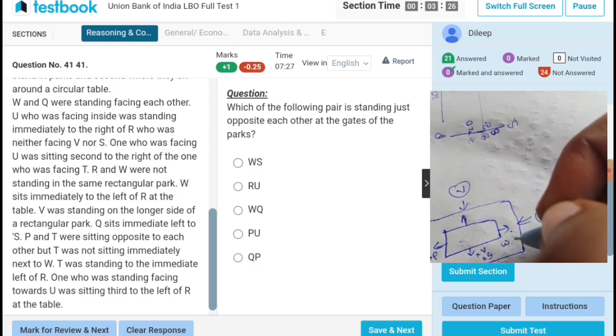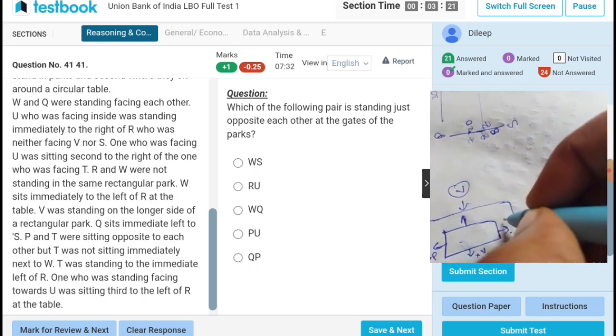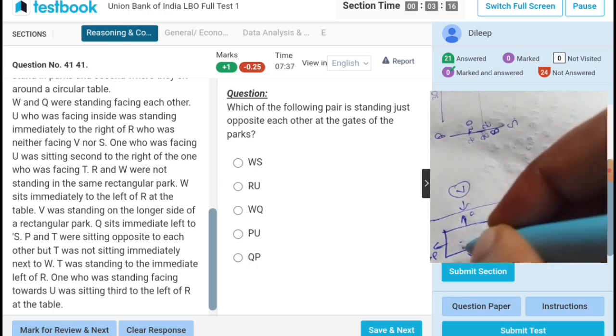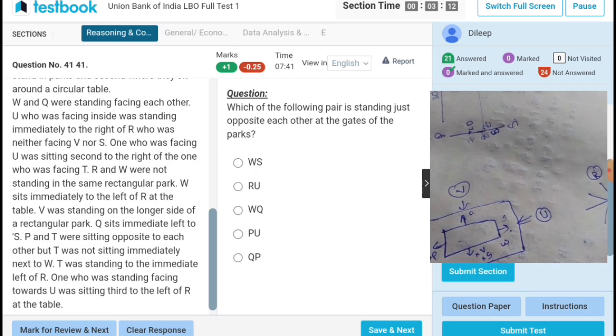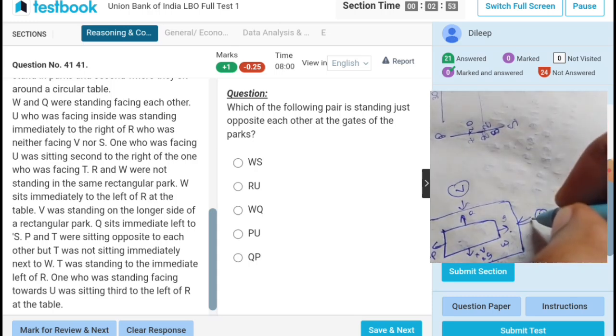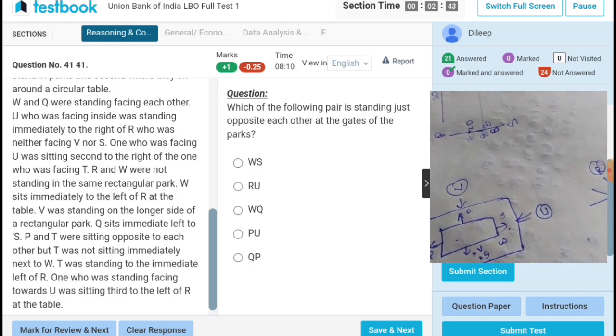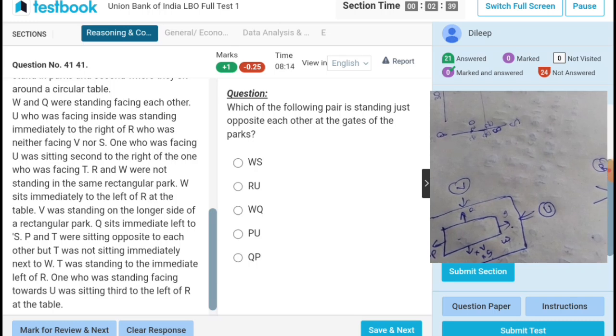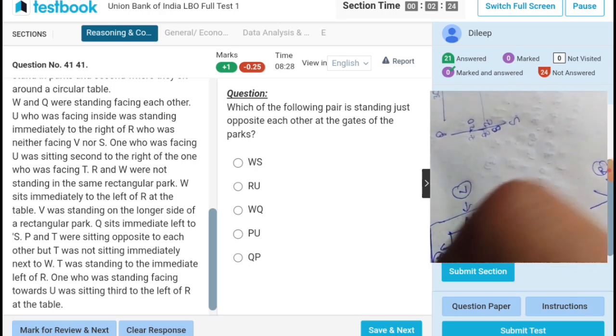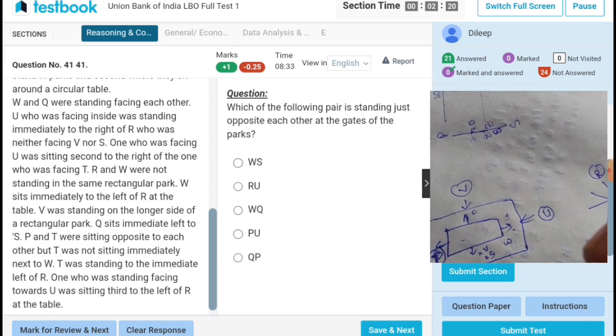Is immediately left of S. P and T not opposite to each other, but T is not immediately to W. T was standing to the immediate left of R. The one who was facing towards U was sitting third to the left of R. P and T are sitting opposite to each other. T was sitting opposite, but T is not immediately next to W.